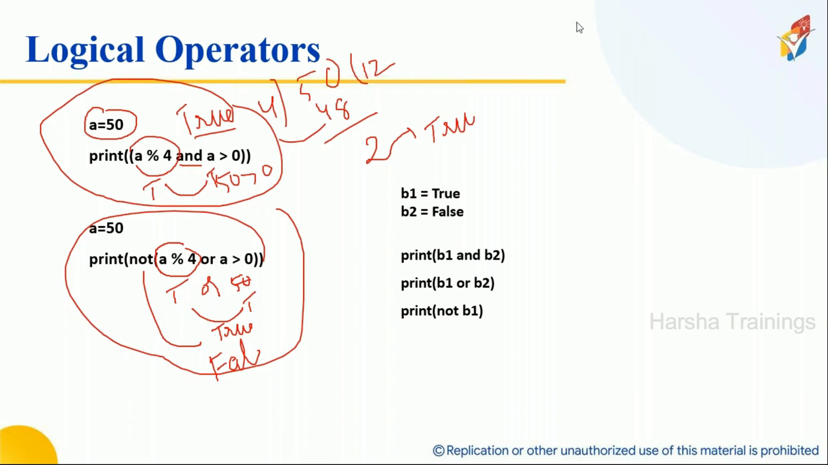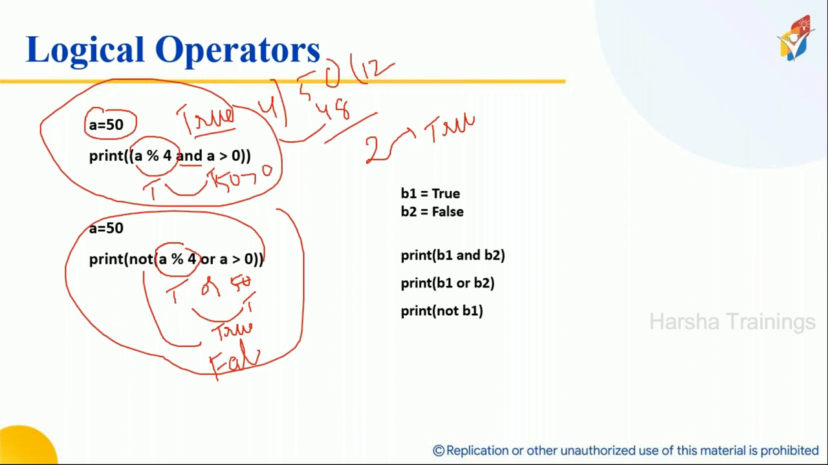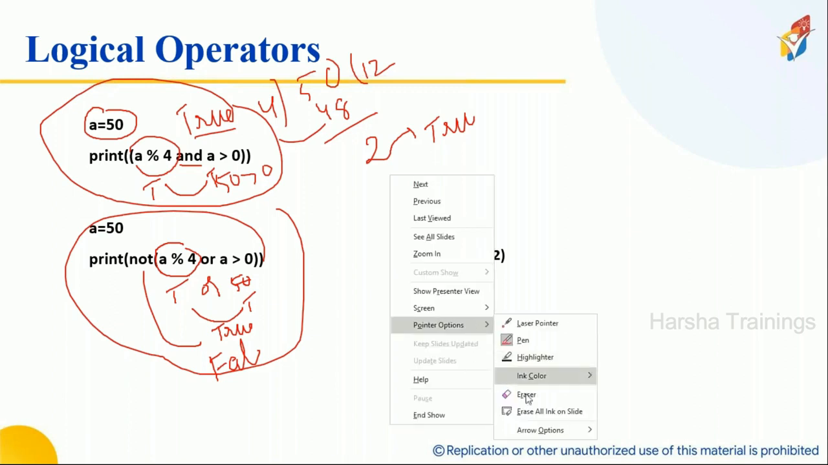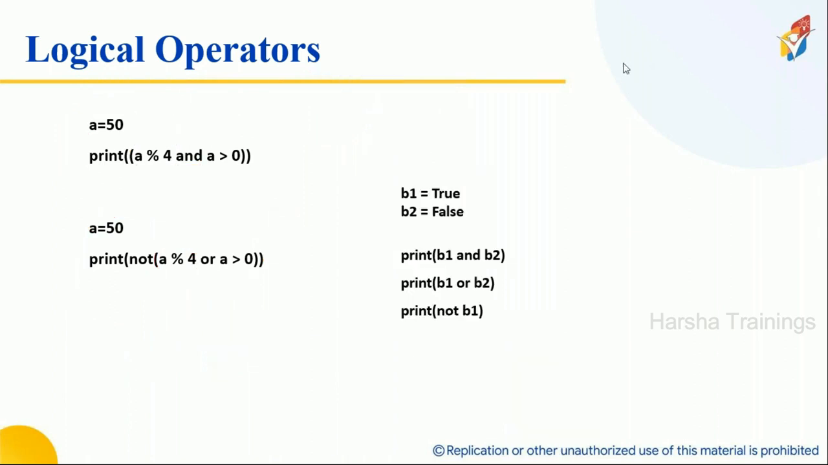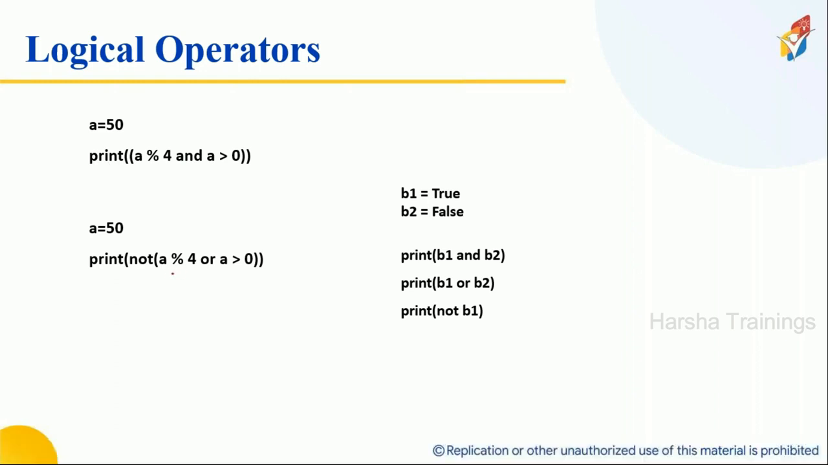Can you understand? So one second. What shall I explain once again? Yes, sir, please. Let me clear this and draw once again. Do you want the second one, or the first one also? Second one. Now we know that 50 mod 4, the remainder is 2.